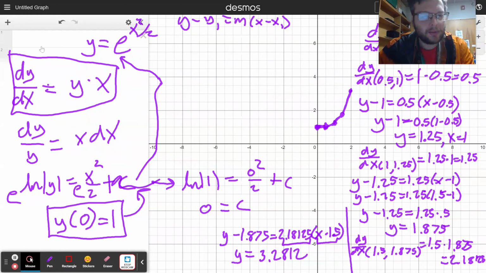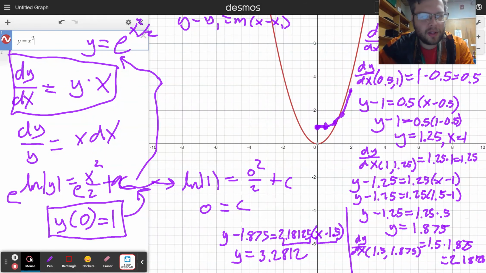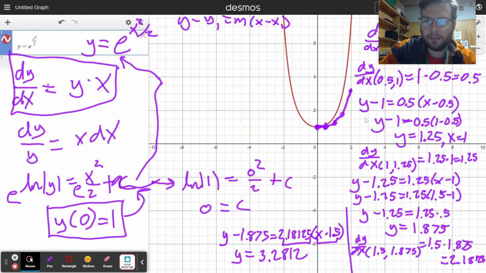So what I'm going to do now is type in the actual function, because we could solve this. Oops, it's not squared, it's e to the x squared over 2. And you can see that my tangent lines are always an underestimate of the curve, but that it does tend in about the same direction as the red line. And I hope you can also see that if I used a smaller step size, instead of using a step size of 0.5, I would get a closer and closer approximation to the curve.